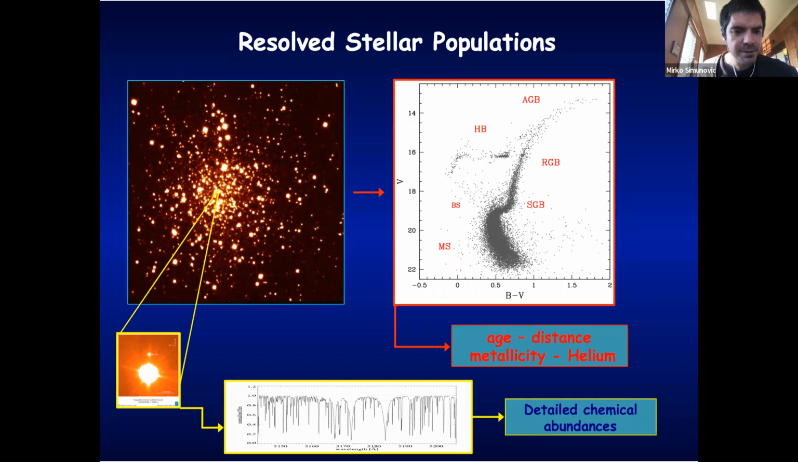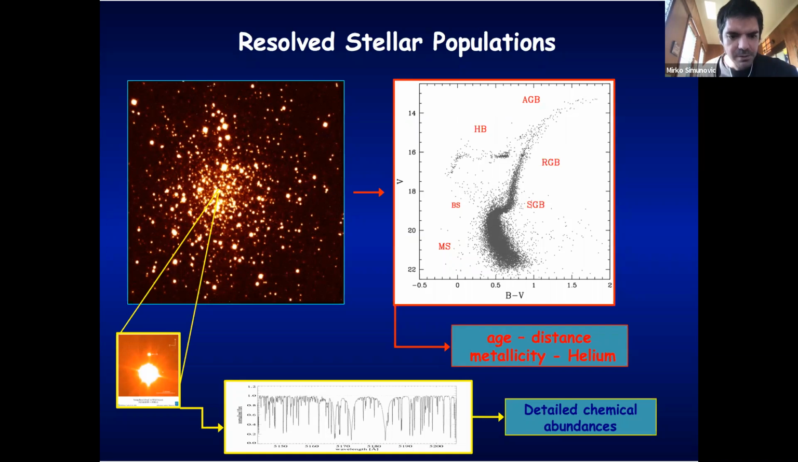And when you take an individual star, and that's at the bottom left, we're now looking at an individual star, one star out of the collection of thousands of stars, and you put the light of that single star through spectroscopy, you can obtain the spectrum of the star, and that gives you access to the detailed chemical abundances.